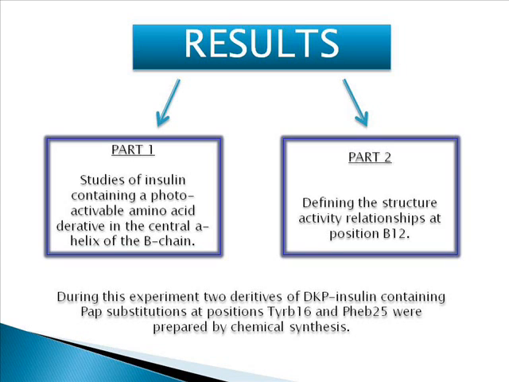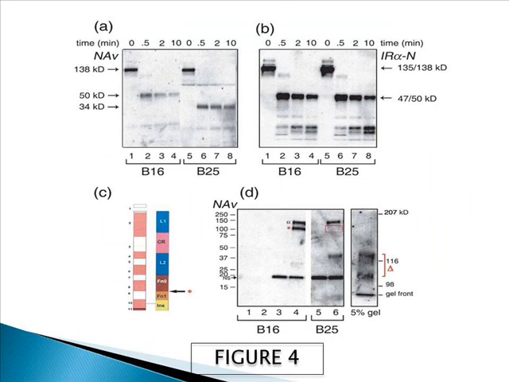During this experiment, two derivatives of DKP insulin containing PAP substitutions at position tyrosine B16 and phenylalanine B25 were prepared by chemical synthesis. Figure 4A and B show the analysis of chymotryptic digestion of PAP B16 and PAP B25 DKP insulin cross-link complexes, which is shown using a Western blot. Aliquots were then stopped at the indicated times.